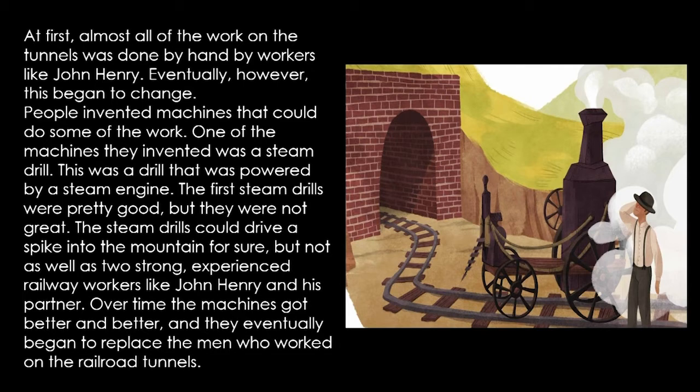At first, almost all of the work on the tunnels was done by hand by workers like John Henry. Eventually, however, this began to change. People invented machines that could do some of the work. One of the machines they invented was a steam drill. This was a drill that was powered by a steam engine. The first steam drills were pretty good, but they were not great. The steam drills could drive a spike into the mountain for sure, but not as well as two strong, experienced railway workers like John Henry and his partner. Over time, the machines got better and better, and they eventually began to replace the men who worked on the railroad tunnels.